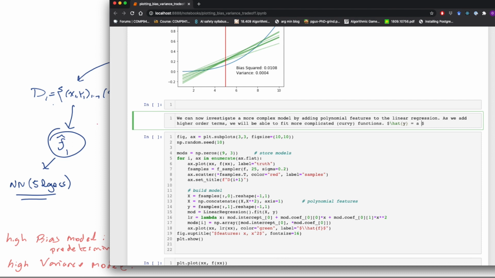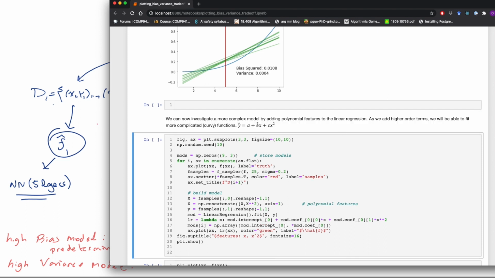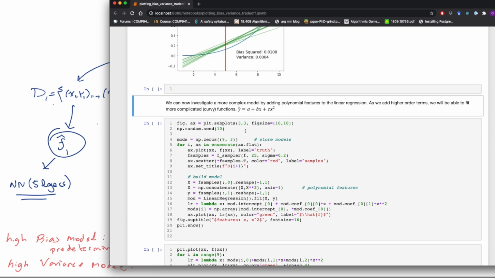Now we're going to have a plus b x plus c x squared. So this is kind of still linear regression, right? But we're actually fitting a polynomial. Taking the x squared term allows us to fit curves. This is just a feature transformation, but it actually increases the complexity of the model, and it gives us more flexible models.